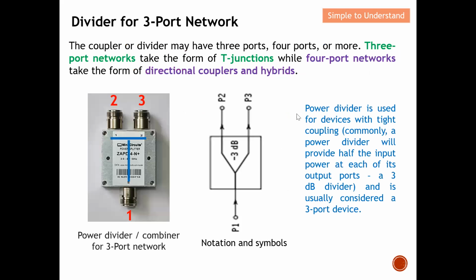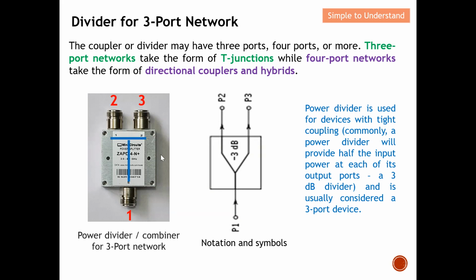Let's take a look at the divider for a three-port network. Let's first understand a little more specifically the three-port network. The coupler or divider may have three ports, four ports, or even more, like five ports, six ports, etc. This page illustrates the three-port network. A three-port network takes the form of a T-junction.